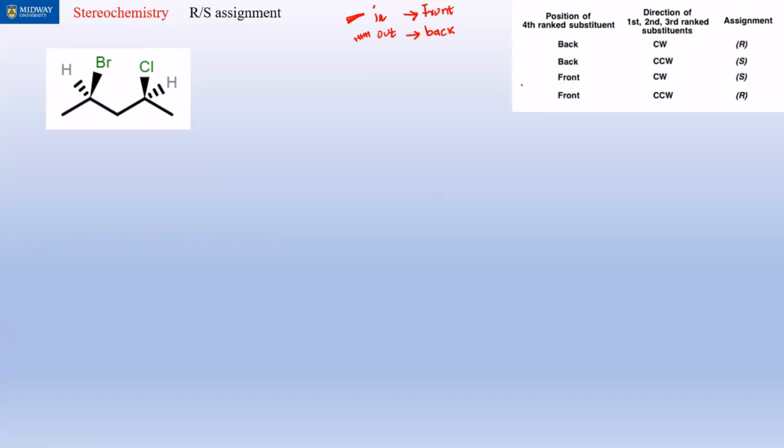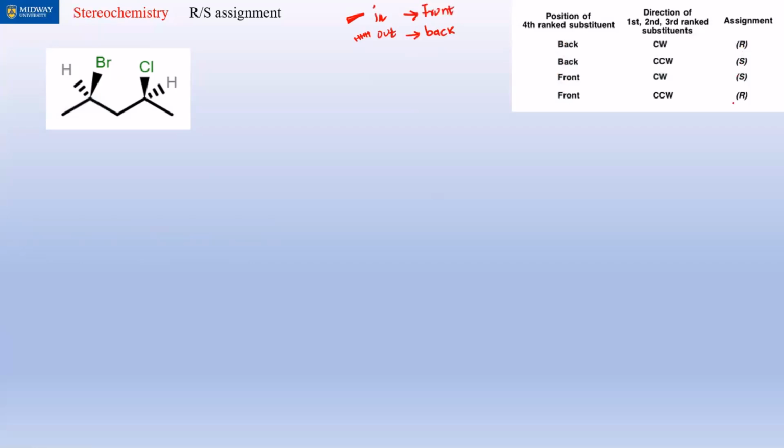You always want your lowest priority group, which is usually hydrogen, okay, it's the lowest priority there is in the periodic table, in either the back or front position. Usually most of the time I will give the hydrogen either in the front or back position. And once you assign priorities, you determine with respect to the 4 whether the arrow that we are going to do is clockwise or counterclockwise, and then we can determine if it's R or S.